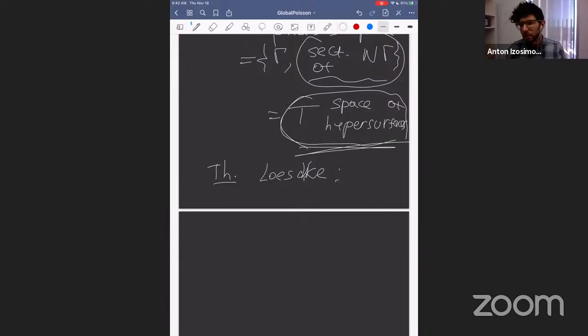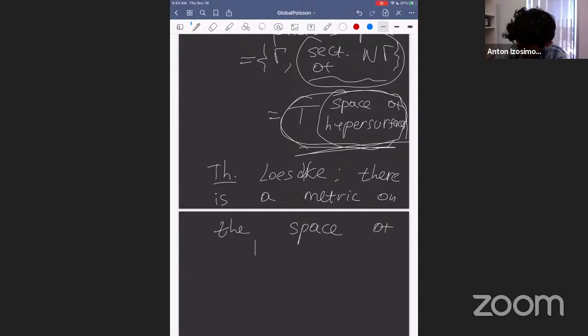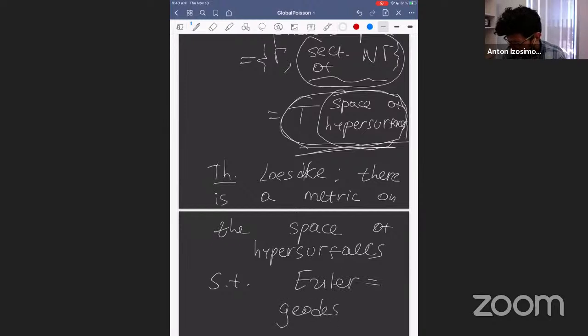On the other hand, because it's a tangent bundle, and if one has a metric on the space of hypersurfaces, then any metric gives the geodesic flow, which is also a flow on the tangent bundle. And then what Ljoške proves is that there is a metric on the space of hypersurfaces such that the Euler equation is precisely the geodesic flow of that metric. So the Euler equation is the geodesic flow of that metric.